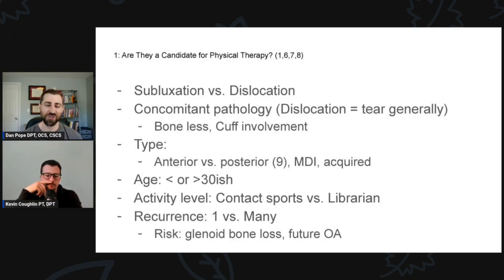The other one that's interesting is age. Generally the cutoff is going to be under 30 or over 30. If you're over 30, you're much less likely to have recurrences. If you're under the age of 30, you're more likely to have recurrence. If you're very young, you're even more likely to have recurrences. So with an older individual, sometimes we don't think about doing surgery, but with younger, it's definitely at the forefront of our mind.